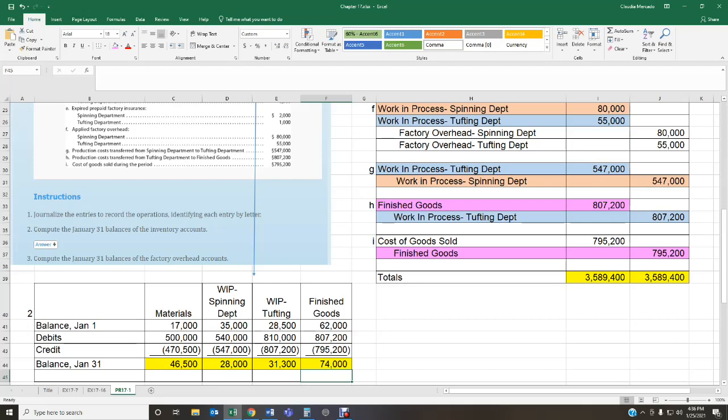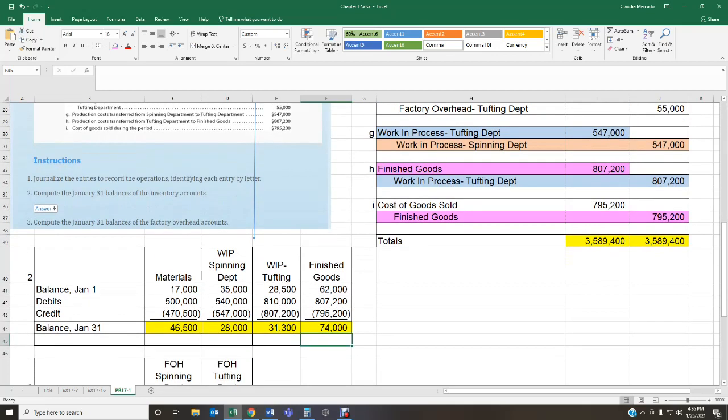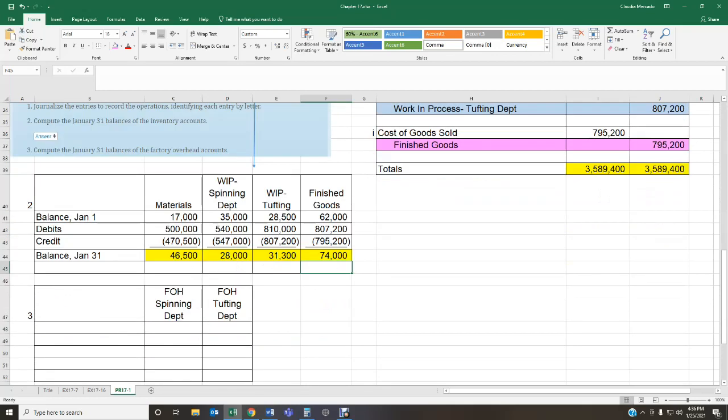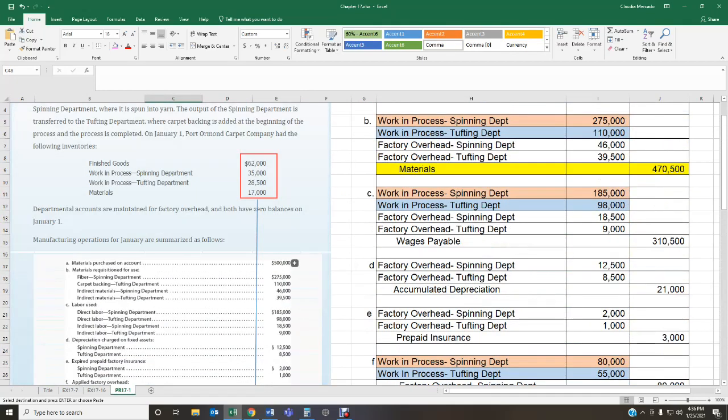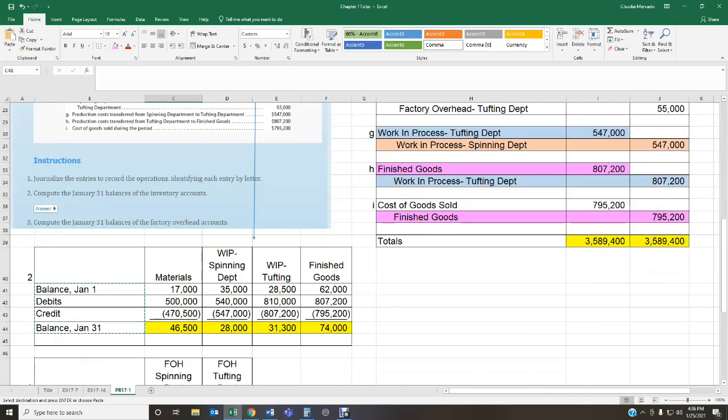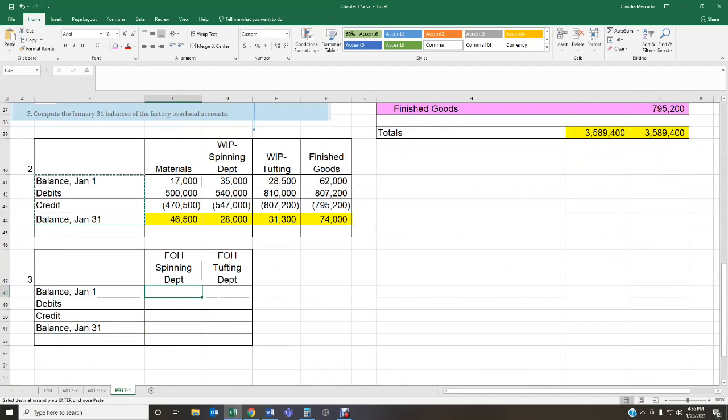Requirement number 3 is to compute the January 31st balances of the factory overhead accounts. Okay? So we're going to do the same thing, but now I'm just going to copy and paste this down. But now it's for the factory overhead spinning and the factory overhead tufting. Now for these, the problem stated that the departmental accounts both have a 0 balance on January the 1st. So the factory overhead had a 0 beginning balance.